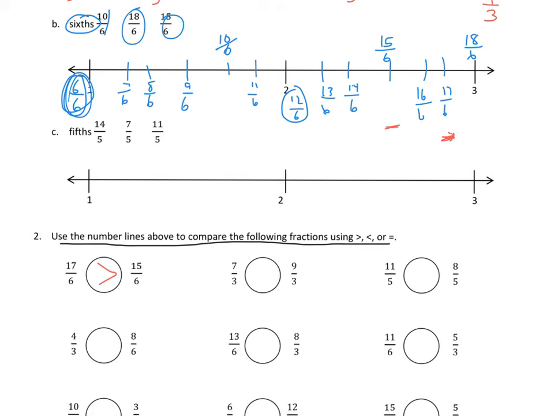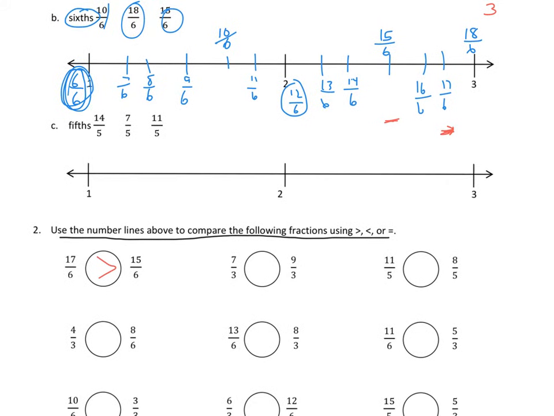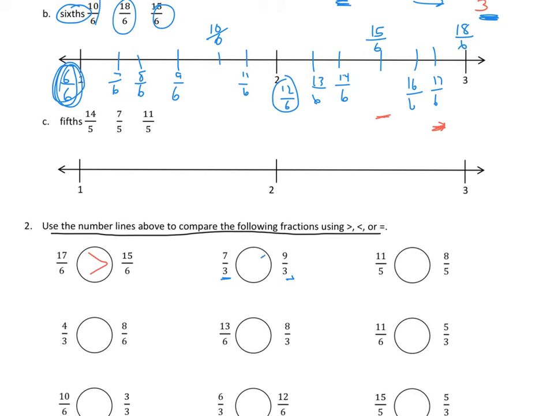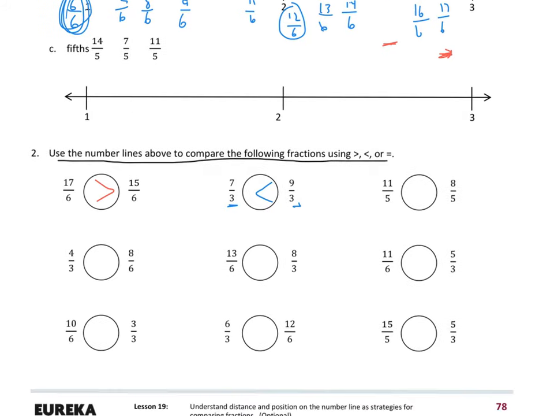Let's take a look at the next one. We have 7 thirds and 9 thirds. If I come up here, I see 7 thirds is right here, and 9 thirds is right here, and I know 9 thirds is further to the right. So when I go down to draw my symbol, 9 thirds is greater. So if I were going to read that statement, 7 thirds is less than 9 thirds because 9 thirds is further on to the right on the number line.